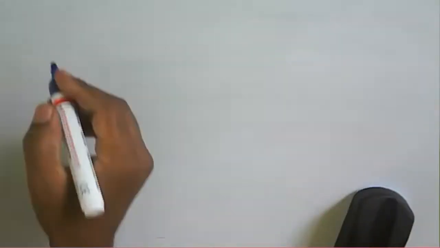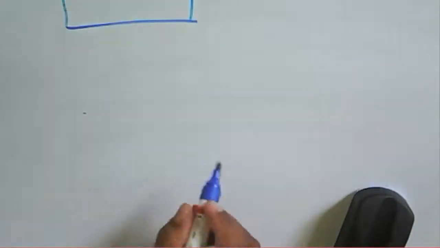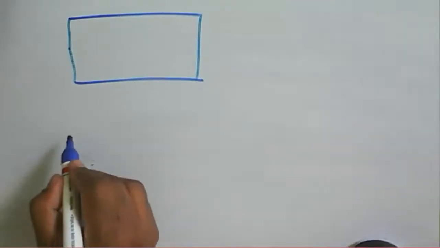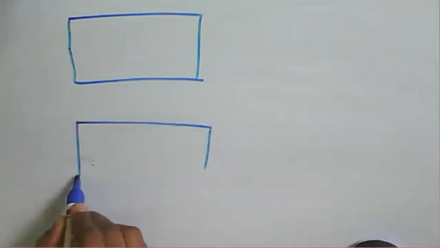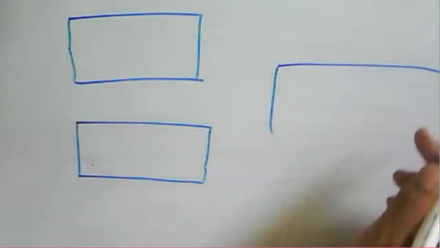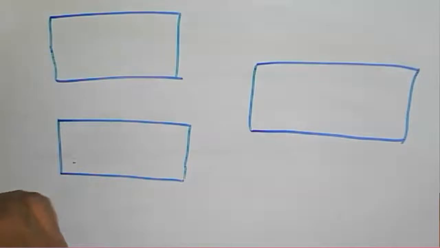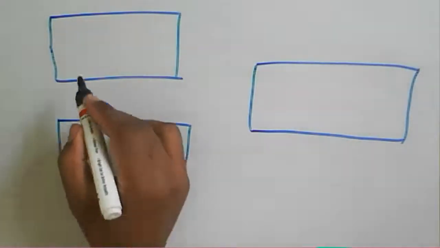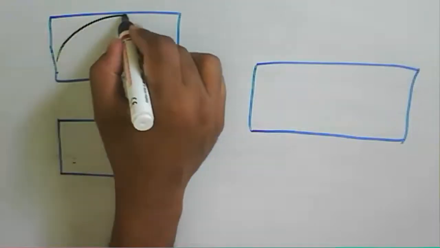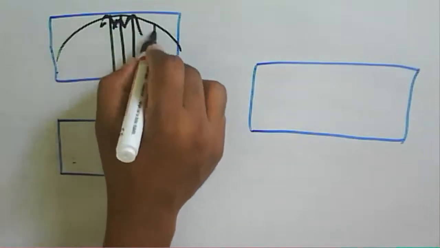For example, suppose we consider a rectangular waveguide here, and another rectangular waveguide here. I'll draw these three so that you can easily understand how the field distribution goes. Now I say that we have the half field distribution, so the intensity will be maximum at the center.